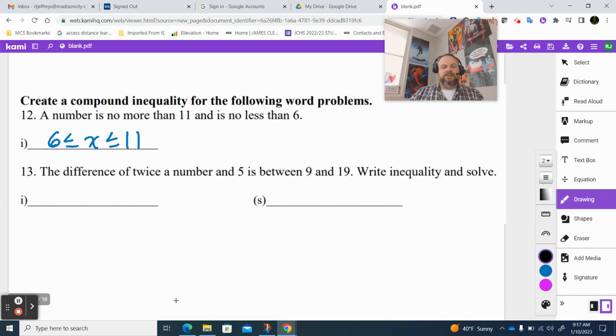The difference between twice a number and 5. So we got 9, we got 19. We got twice a number minus 5. Now, stuff like this we won't have later on in the semester, but it's a good review. You would actually see some of this in Algebra 1 or college algebra.